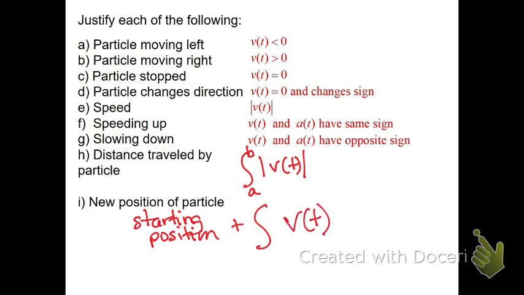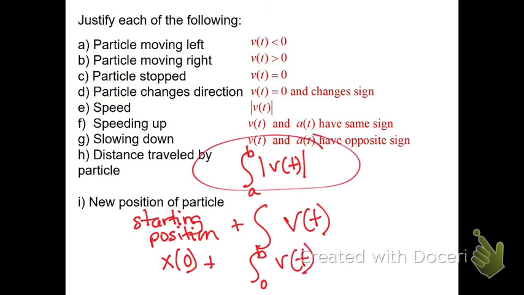But this time we want the negative to remain negative and the positive to be positive, so we don't use absolute values. Okay? Now, symbolically, that's going to be the starting position. If we use, say, x of t to be position, the starting position would be x of 0. And then this would go from 0 to whatever new time frame we were talking about. Distance is always positive, but when you're looking for a new position, you care about whether you're going left or right. All right, study those.